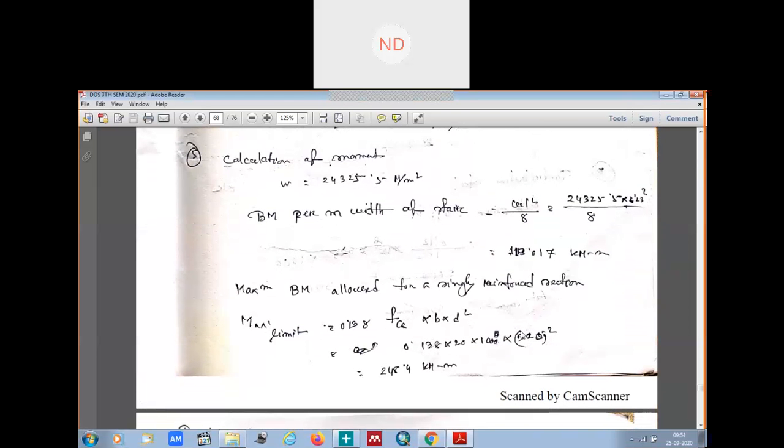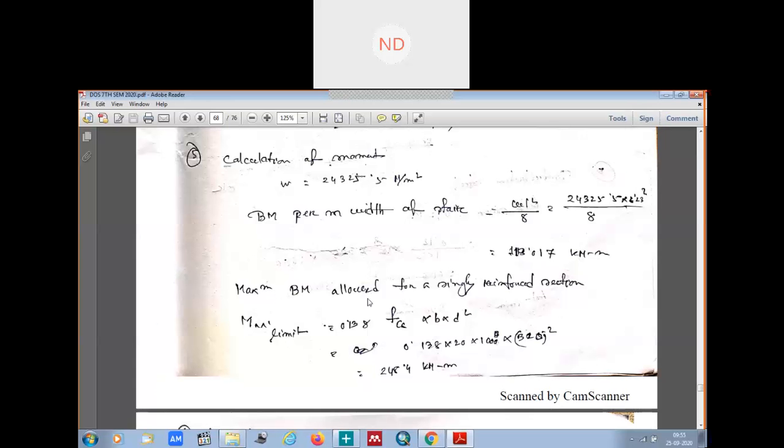The next step in the design of stairs is the calculation of the moment. W we have calculated just now; the factored load was 24325.5 Newton per meter square. The bending moment per meter width of the stairs is WL square by 8, where W is your factored load and L is the effective span, which is 6.23. So this comes out to be the total moment.